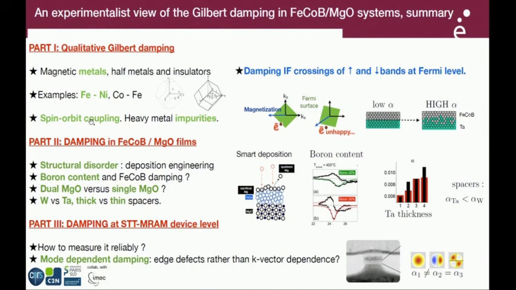Spin orbit is also a key ingredient. As you can see, when we mix a ferromagnetic metal with a high spin orbit cap, this degrades the damping very substantially. So from these qualitative pictures, we could design solutions to reduce the damping in iron cobalt boron systems. First, by using smart deposition techniques to reduce disorder, then by engineering the boron content to minimize the interdiffusion, and then by carefully choosing the thicknesses of the potential contaminating layers.